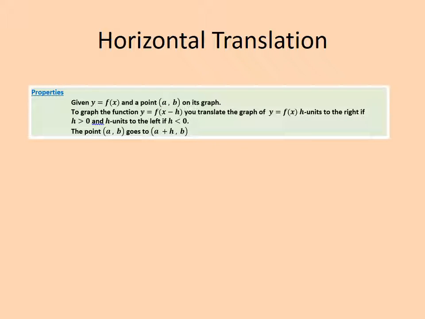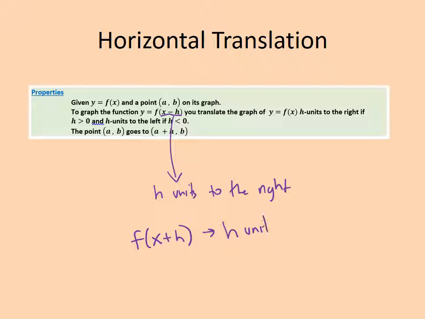So to reiterate, the big idea, if you have f of x minus h, that would mean you would move h units to the right. If you had f of x plus h, that would mean you would move h units to the left. When it's inside the function and it's plus or minus, it moves it left or right, and anything inside the function is opposite of what you think.